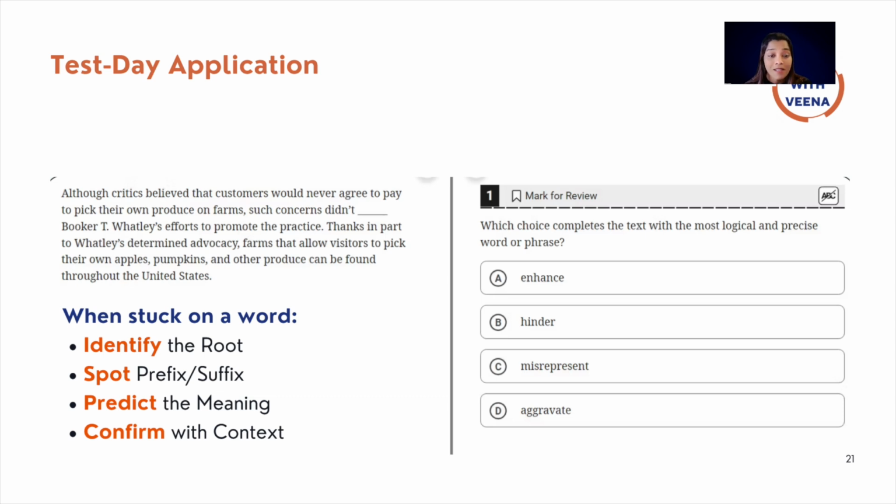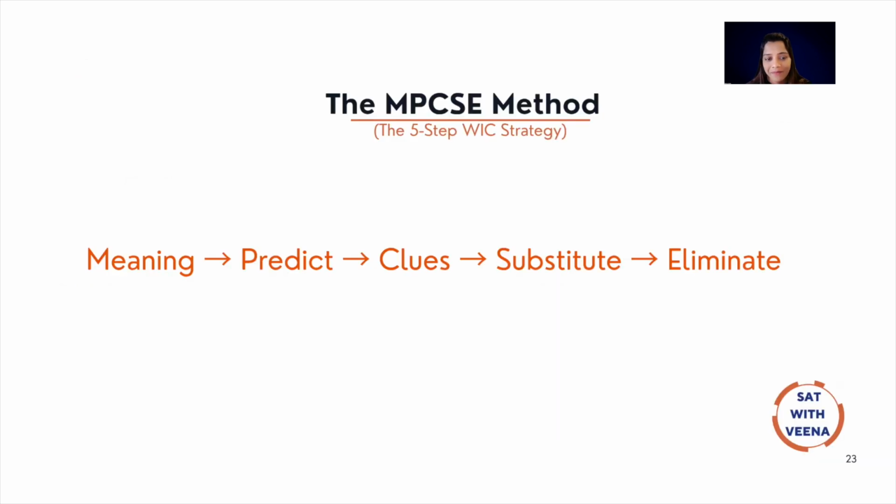Step 3, predict the meaning before you look at the options. This prevents the answer choices from confusing you. If your prediction is close, you're already 80% there. Step 4, confirm with the context. Read the sentence again and ask, does this meaning fit the tone, logic, and purpose of the sentence? If it fits, choose it confidently. If it doesn't, eliminate and move on. So using these 4 steps together makes even unfamiliar words predictable and manageable. Exactly what you want on test day.